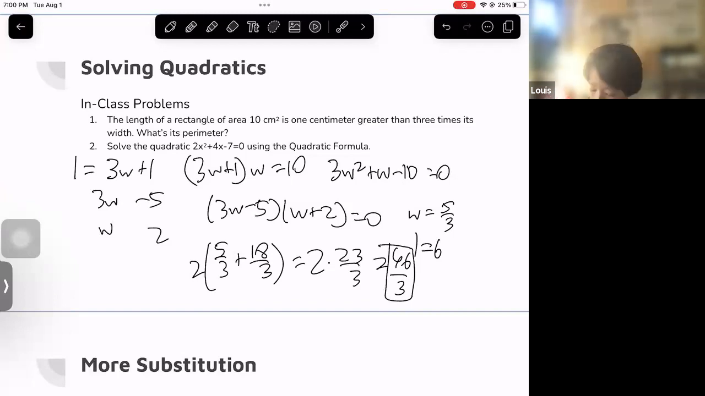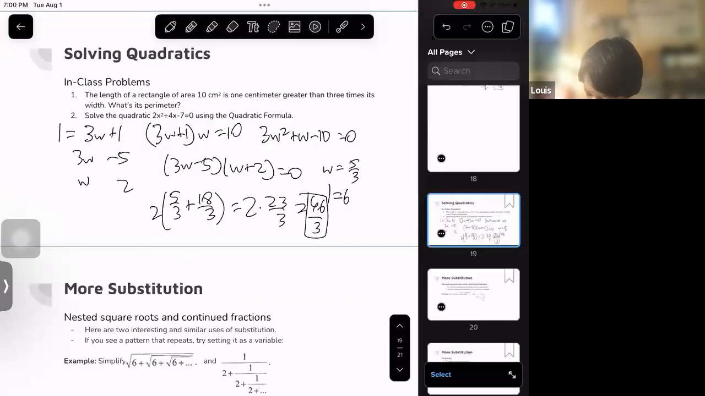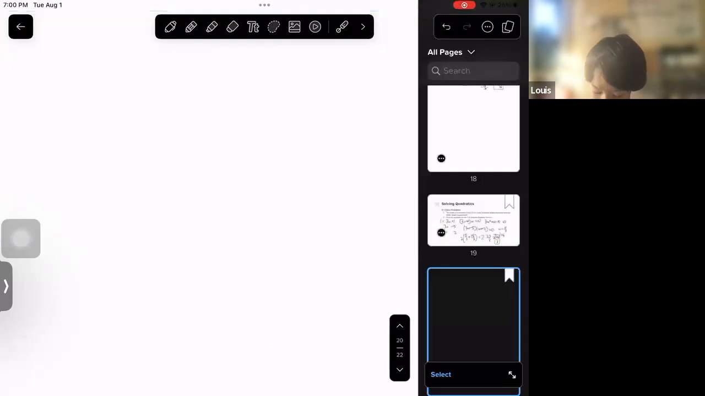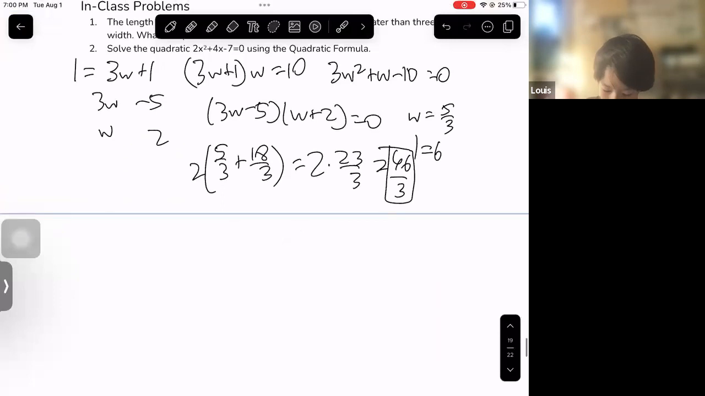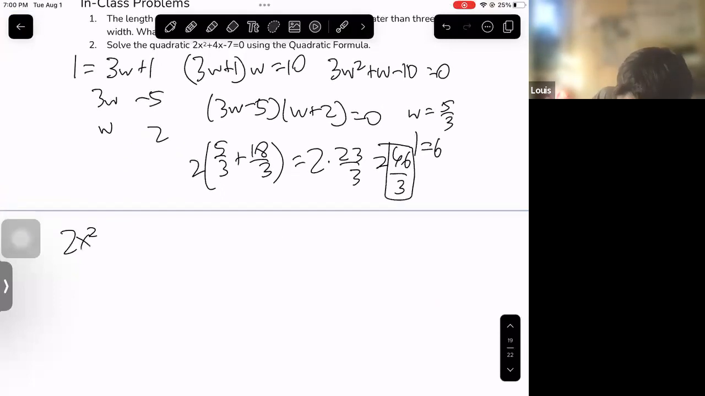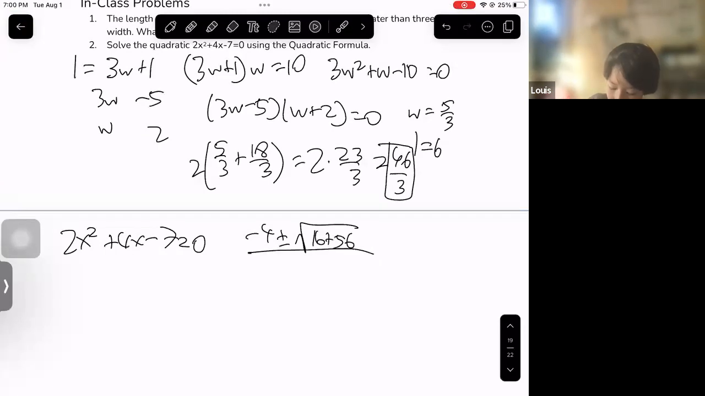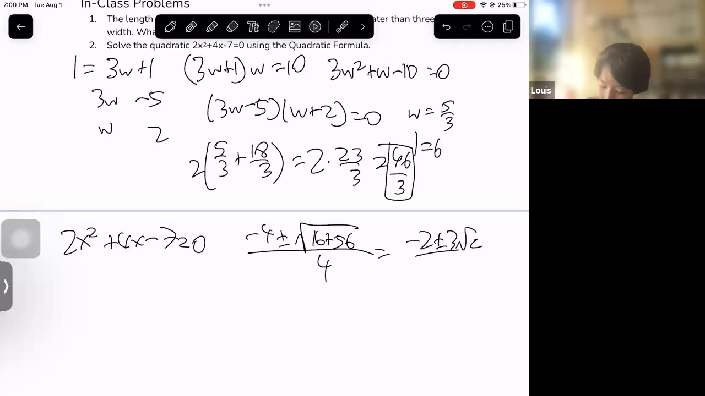And then after this, for the second problem, we're asked to solve 2x squared plus 4x minus 7 equals 0. So we can just use the quadratic formula: negative 4 plus or minus the square root of 16 plus 56, over 4, which is negative 2 plus or minus 3 root 2 over 2.